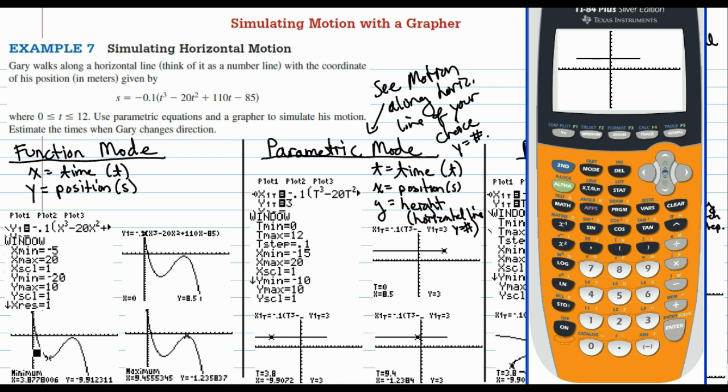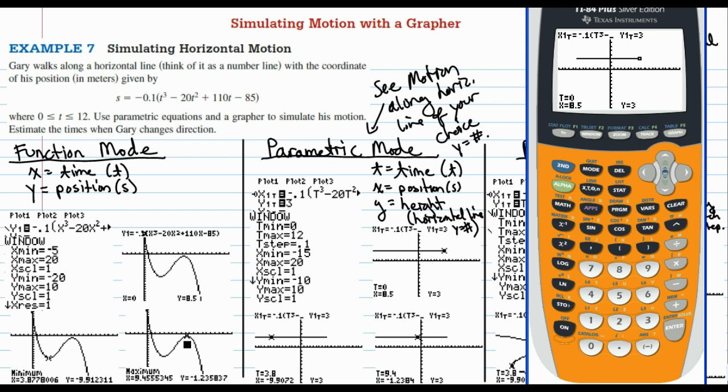So for example, in function mode, we found out that at time about 3.9 or 3.8, so I'm going to hit trace 3.9. At time 3.9 seconds, his position is negative 9.91, which is what we got when we were in function mode. And then, of course, the height is always going to be 3. Or maybe let's go with t equals 0. At time 0, he started off at a position of 8.5, but that's specifically a horizontal position. So my x-coordinate is 8.5 when my time is 0, and the y-coordinate is going to be 3.